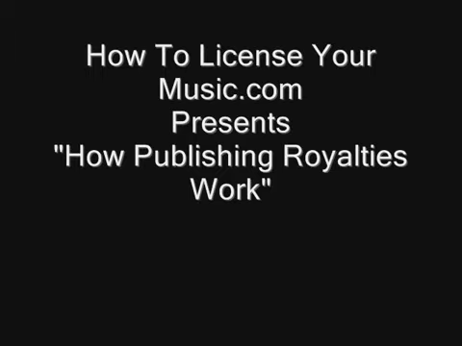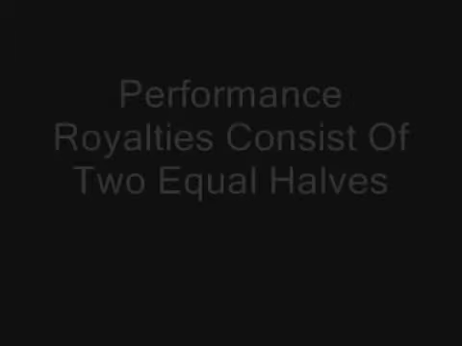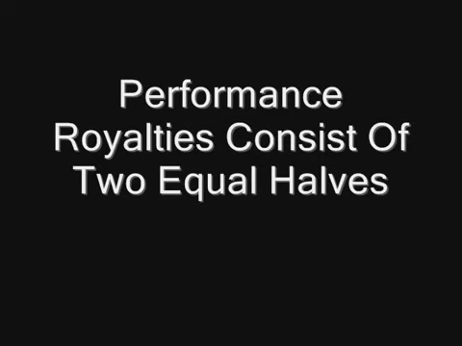The performance royalty consists of two halves. One half is called the writer's share, and the other half is called the publisher's share. If you haven't assigned your publishing rights to a separate publisher and the song is aired on television, you would receive both halves, or in other words, 100% of the performance royalty.